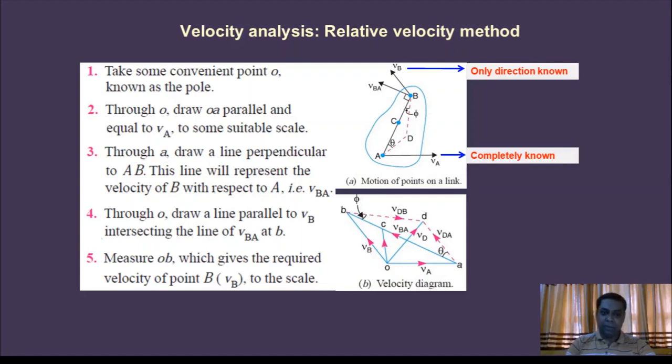Then through point A, draw a line perpendicular to capital AB, where capital AB is the actual length of the link. So through point A, draw a line perpendicular to AB. This line will represent the velocity of B with respect to A, that is VBA, as we have already discussed in the previous slide. Now through O, draw a line parallel to VB, intersecting the line of VBA at point D. Now measure OB, which gives the required velocity of point B, or VB, to the scale.